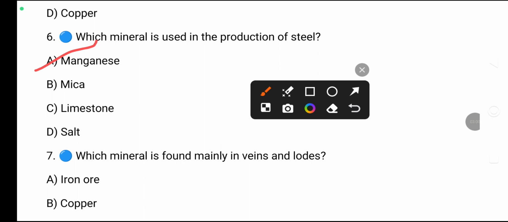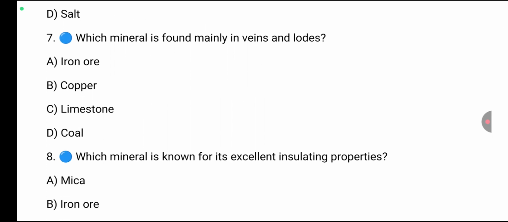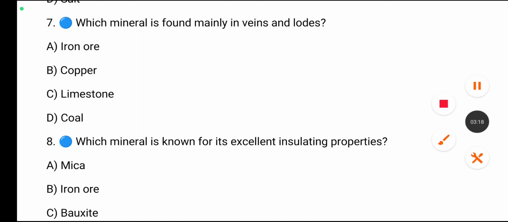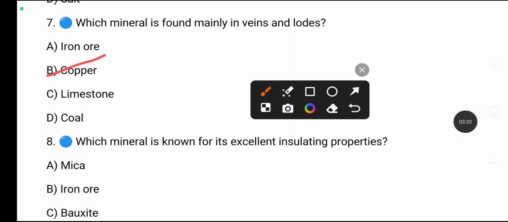Now moving on to question number 7. Which mineral is found mainly in veins and is oldest? Options are iron ore, copper, limestone and coal. Answer will be B, that is copper.